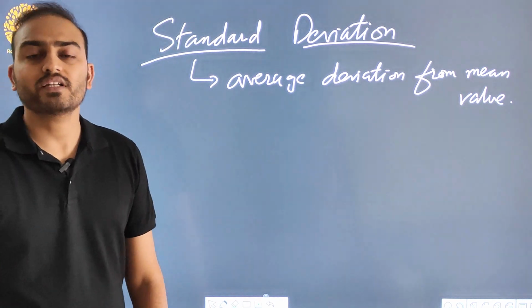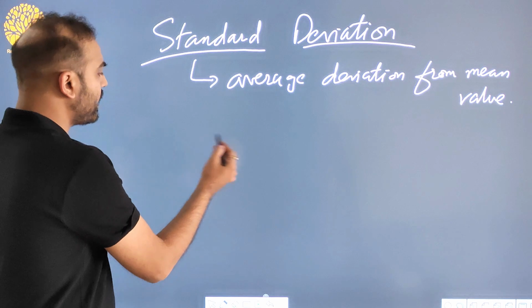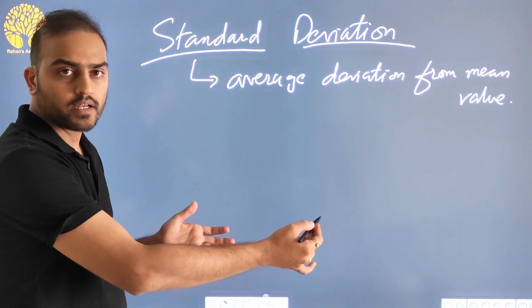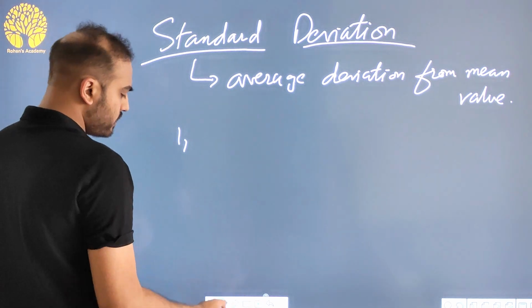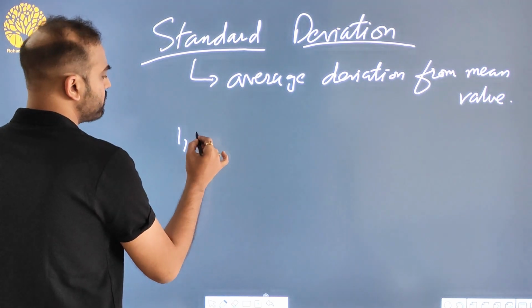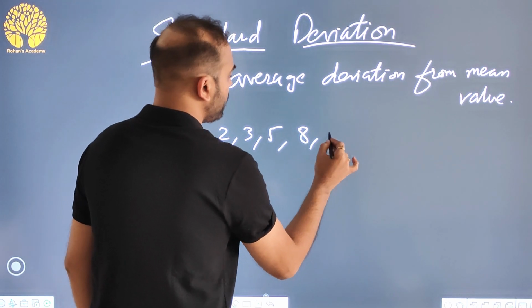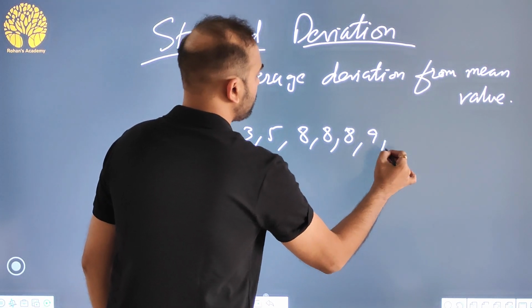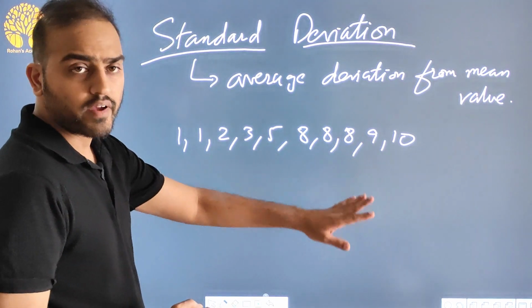Okay, so what does that mean? See, I'll have my data set. I'll have some 10 values in my data set, and I will find the average of it. Let's take the first example: 1 1 2 3 5 8 8 8 9 10. These are 10 values.